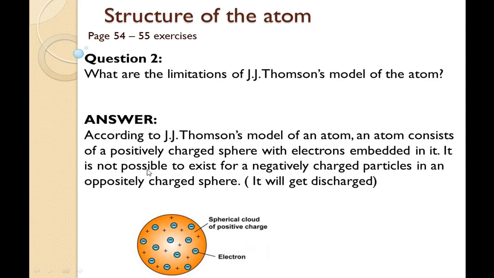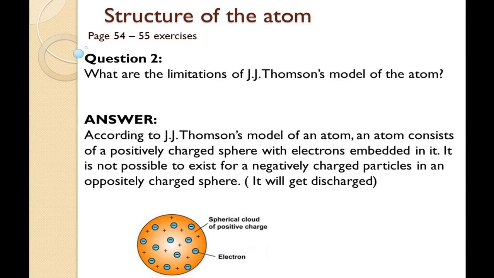But we know that it is not possible for a negatively charged particle to exist in an oppositely charged sphere. What will happen? These negatively charged particles will get neutralized or discharged, which is not happening, isn't it? That was the limitation of J.J. Thomson's model of an atom.